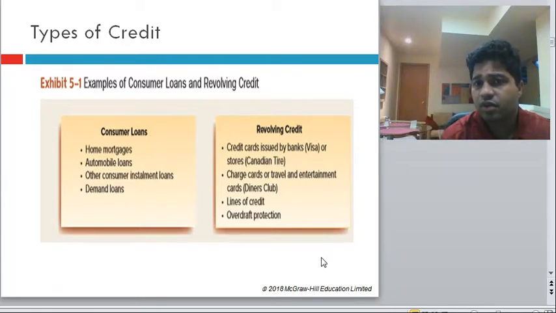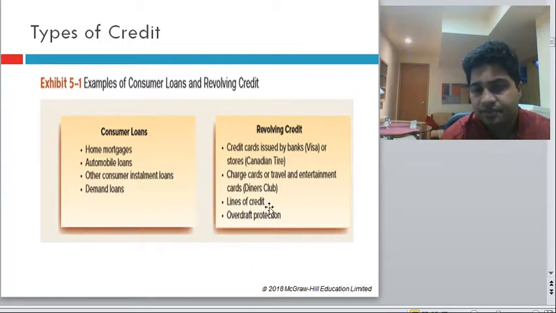Revolving credit includes credit cards issued by banks, so they have a tie-up with Visa, or store cards like a Costco card or a Canadian Tire card. The famous example is the card that Ford invented, or Walmart cards. Charge cards or travel cards are very similar to credit cards. Only thing is you have to pay the entire amount. There is no option of paying the minimum amount. So you have to pay the entire amount that is due.